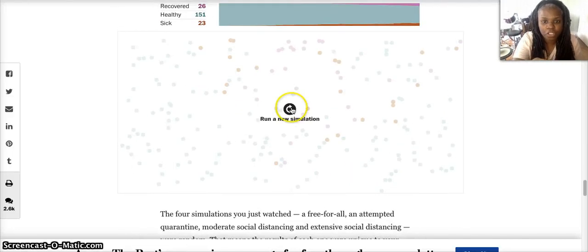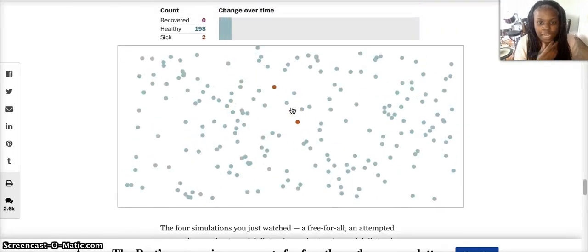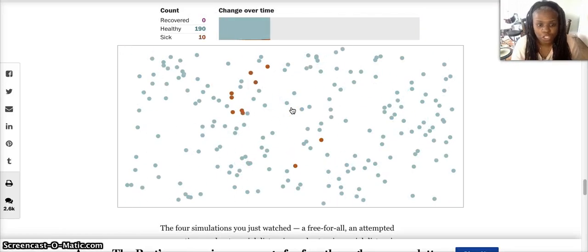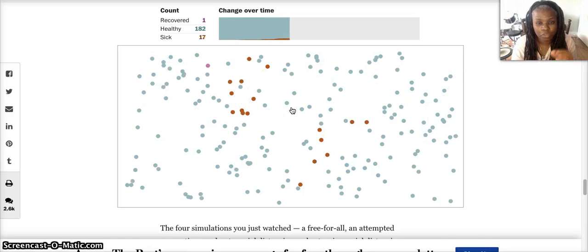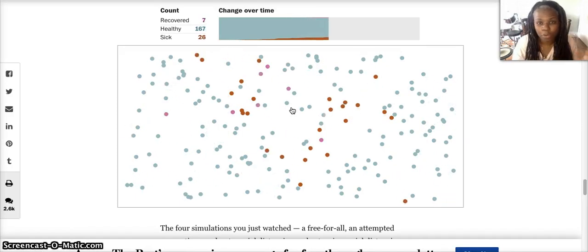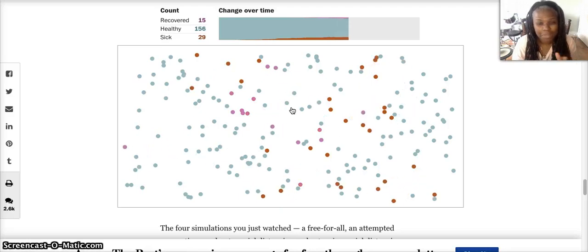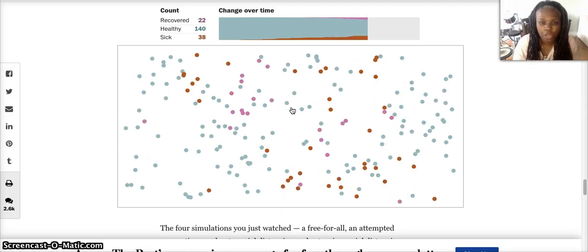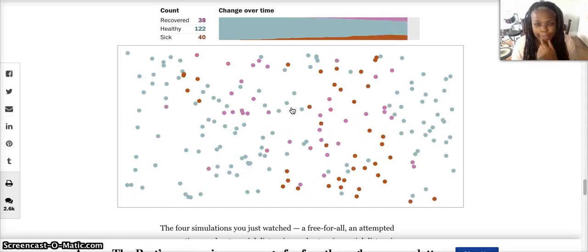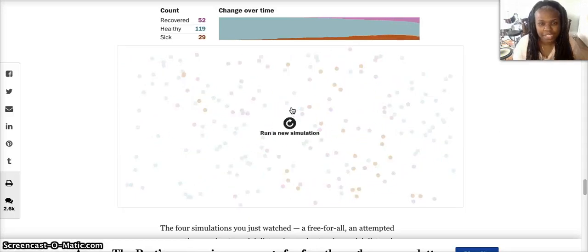And then we have another situation where if more people were to stay put, even fewer people out there moving around, you see that the growth is really slow. It doesn't mean that there are going to be people who don't get it necessarily. It just means that it's going to spread slower. Hopefully, people can avoid getting it. There'll be a vaccine, there'll be some kind of a cure. But what we see here is, notice, of the 200 people, 52 recovered, 119 are still healthy, and only 29 are sick.